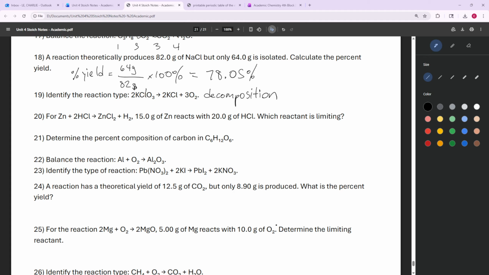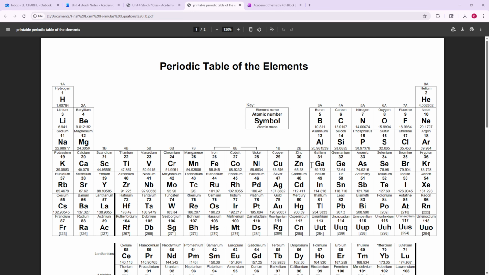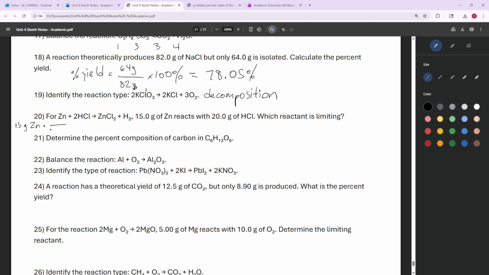All right, 15 grams of zinc react with 20 grams of hydrochloric acid. Which reactant is limiting? So we need to convert 15 grams of zinc to moles of zinc. For every 65.38 grams of zinc, we have one mole of zinc. Then it's a 1-to-1 ratio.